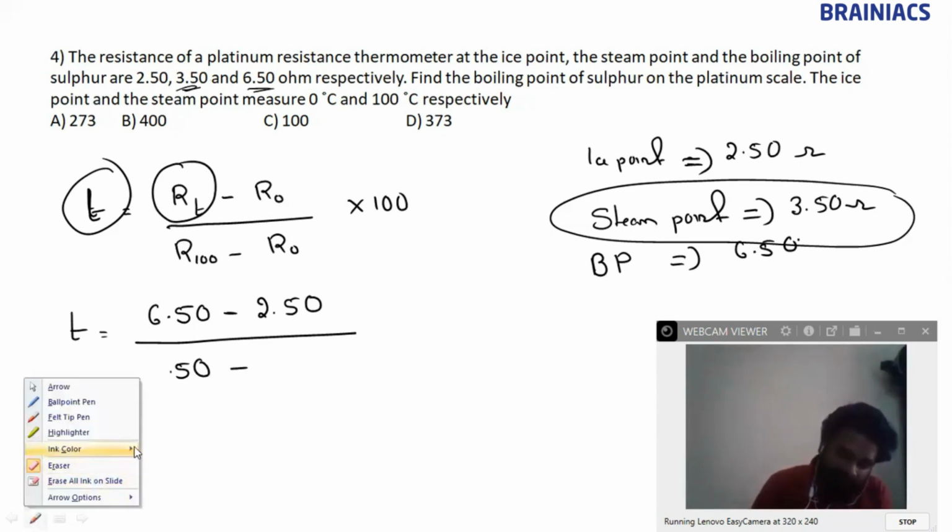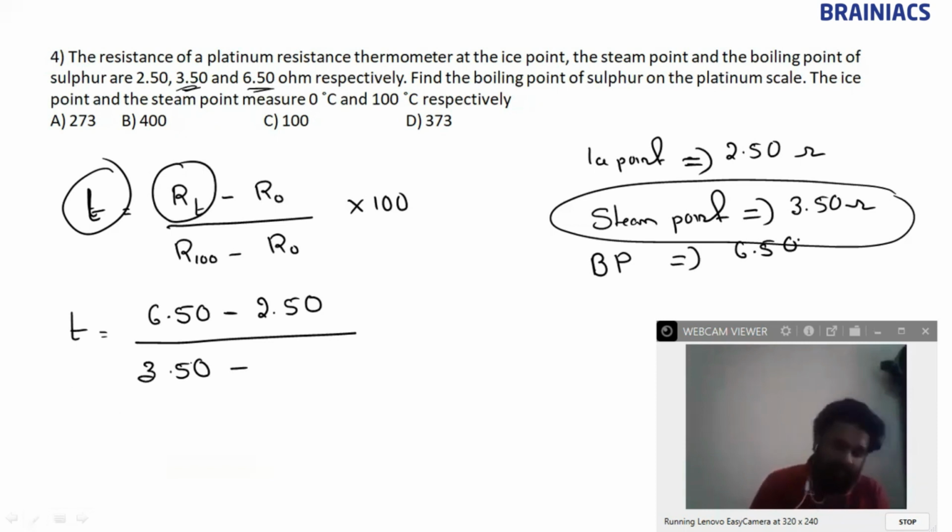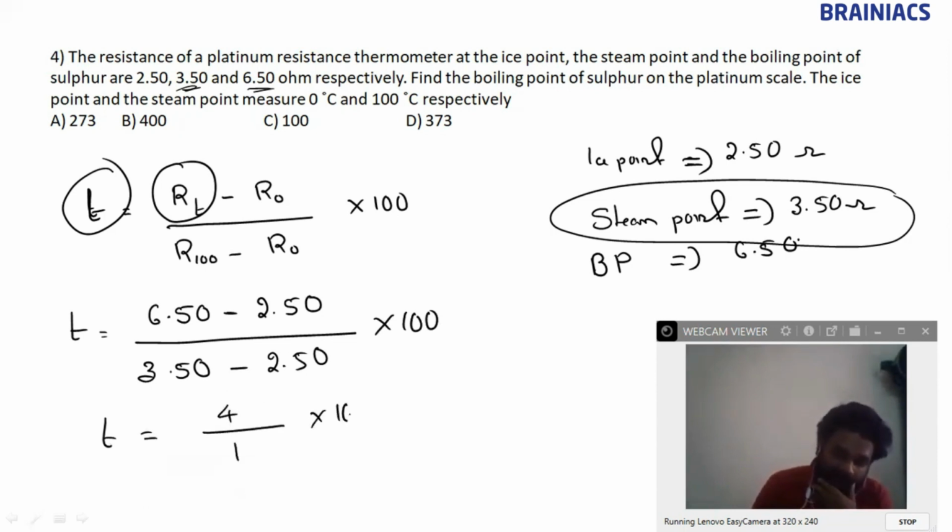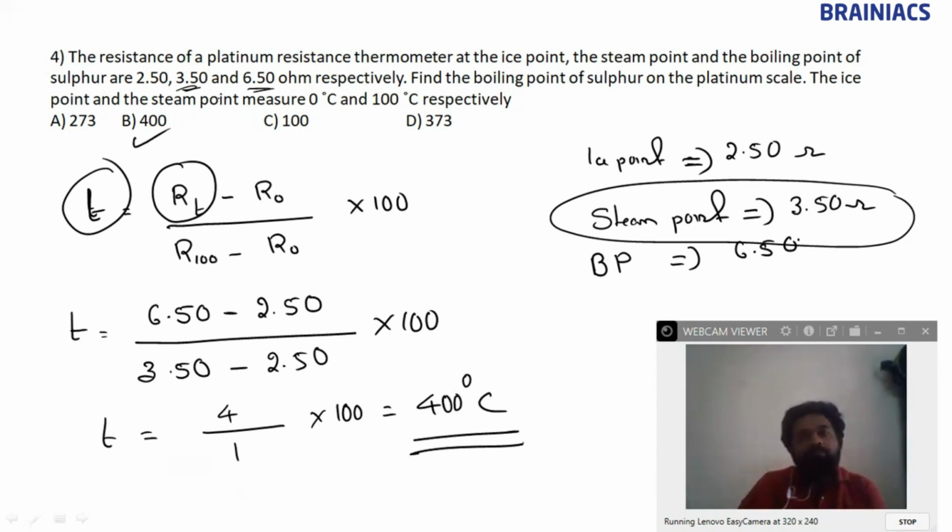3.50, then again R naught is 2.50 into 100. So T is equal to 4 divided by 1 into 100, we will be getting 400 degree Celsius. So this is the answer, option B. So the boiling point of sulfur in platinum scale is 400 degrees Celsius.